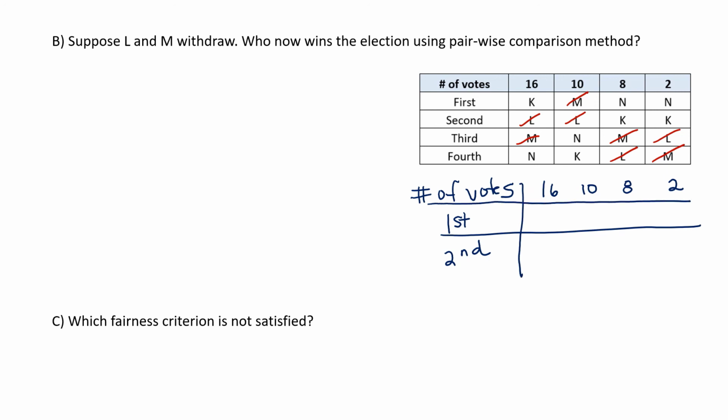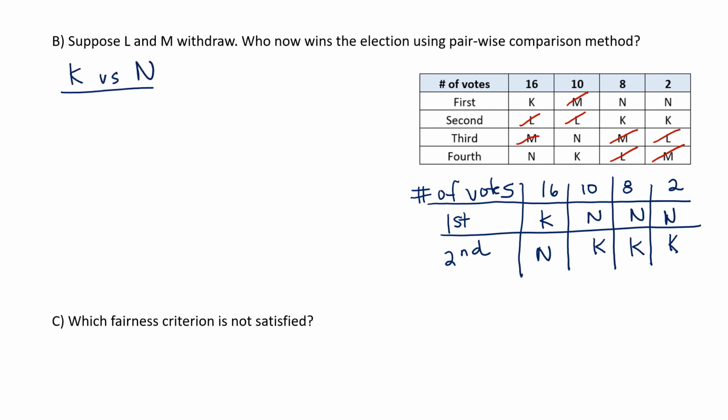On the first column, we got K, N. On the second ballot, we have N, then K. On the third, N, then K. And on the last one, N and K. It says use a pairwise comparison method. So we need to do K versus N. So we got K and N.